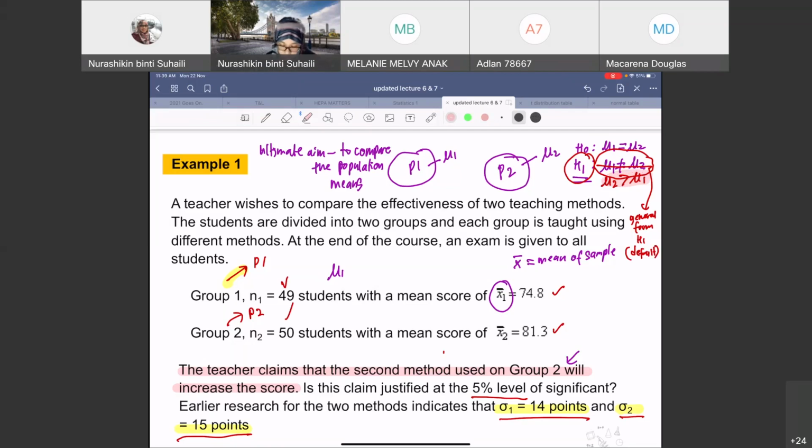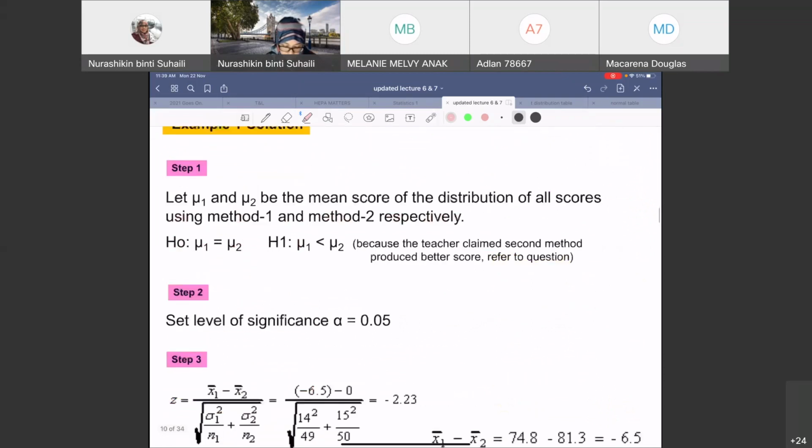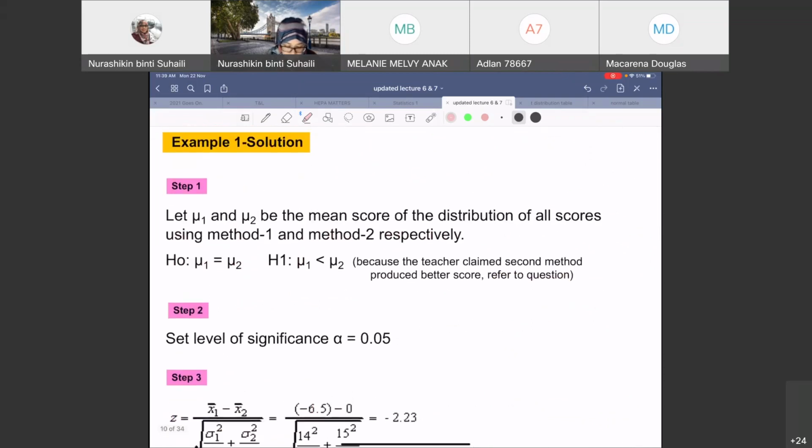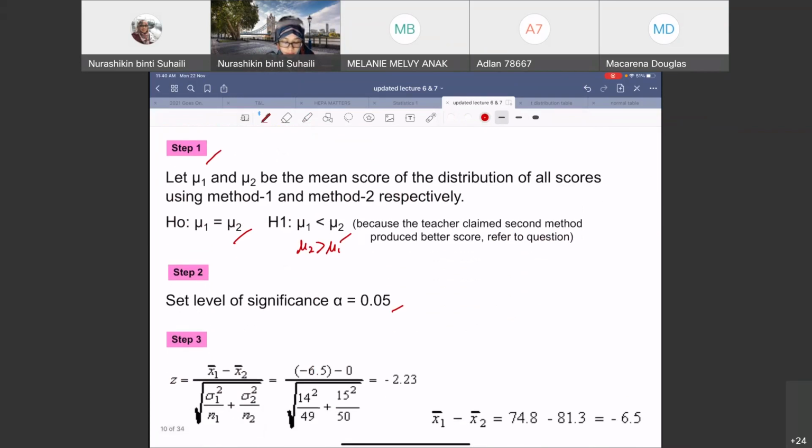Now let's proceed with the solution. I have the solution here. So how to solve it? Step 1, set the hypothesis. I've mentioned this already: mu2 is greater than mu1. You can also write it this way, but because we always write mu1 first, it is usually written the other way. It's the same, right? Step 2 is given, so you just state alpha equal to 0.05.